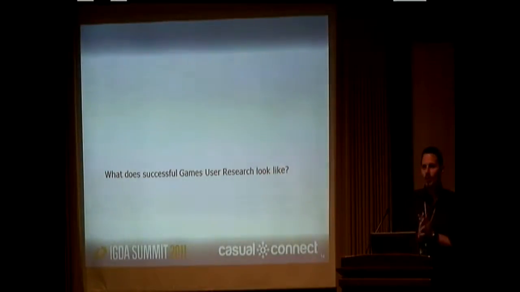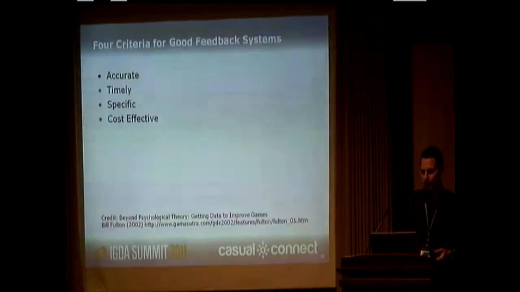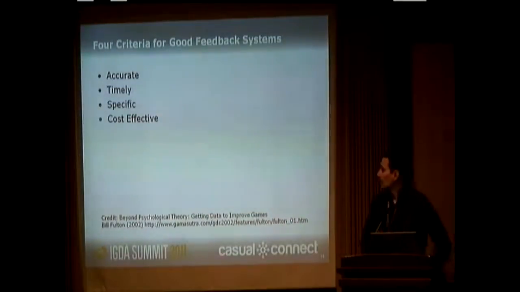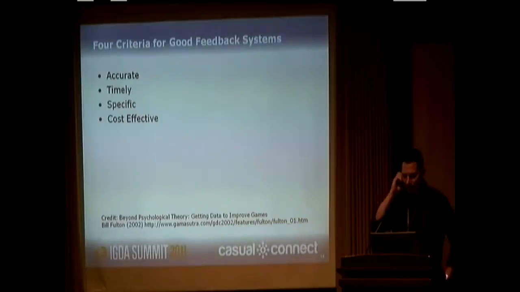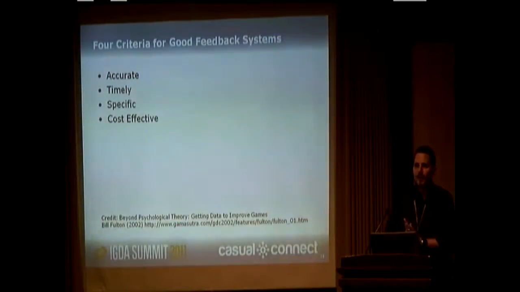Okay, so what does successful games user research look like? Basically, I'm stealing from a paper that Bill Fulton did back in 2002 for Gamasutra, and he presented it at GDC. The paper's called Beyond Psychological Theory: Getting Data to Improve Games. And in that talk, he lays out four criteria for a good feedback system. First is that it's accurate. Second is that it's timely. Third is that it's specific. And the fourth is that it's cost effective.